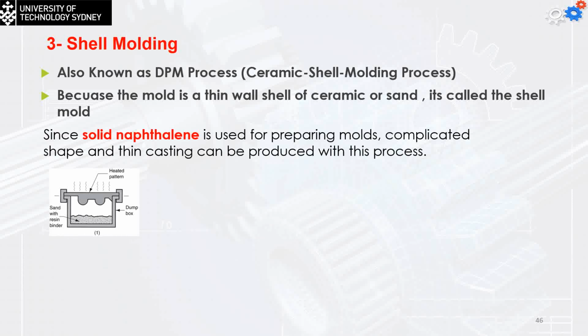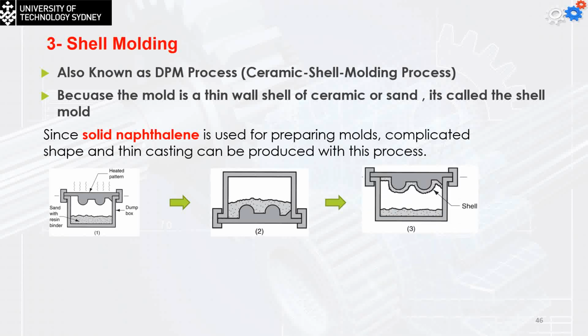So this is my pattern. It's going to be heated. We put it over the dump box. The sand with the resin binders, or the ceramic, or the naphthalene is going to be here. Flip it, then flip it back. When I flip it back, a layer of the material generates a shell over the pattern. That's because of the high temperature. It solidifies very fast and creates the shell. I repeat this process twice if I'm going to have a symmetrical shape. Okay, put it in the furnace to solidify it, take off the shell, put it in the flask, and support it with metal shots. That's only to prevent the collapse of the shell when I pour the metal. Pour the metal, solidify, and I have the final shape. That's the shell molding process.